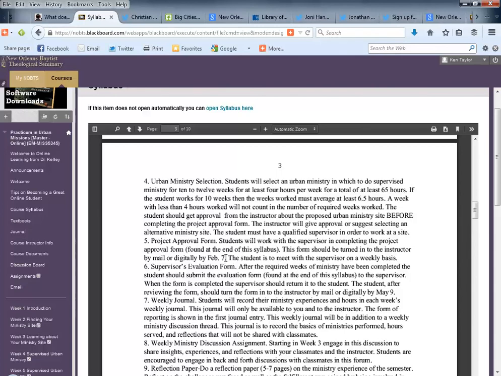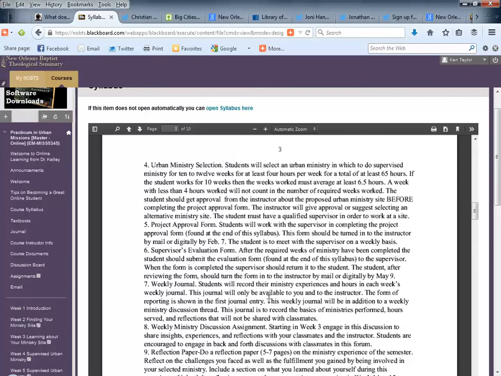That's the last page on your syllabus. Go over that with your supervisor, talk about what your assignments will be, and send that to me, email it to me, or you can mail it, snail mail as well. So send that in. There's also a supervisor's evaluation form that will be filled out at the end of the semester.